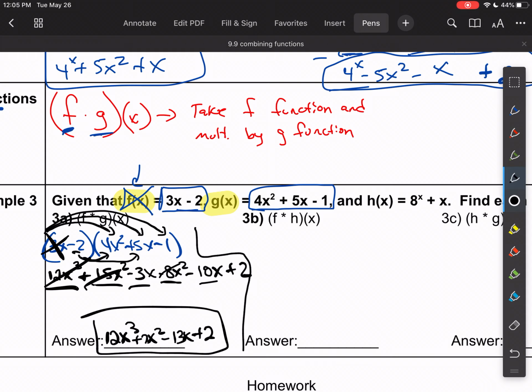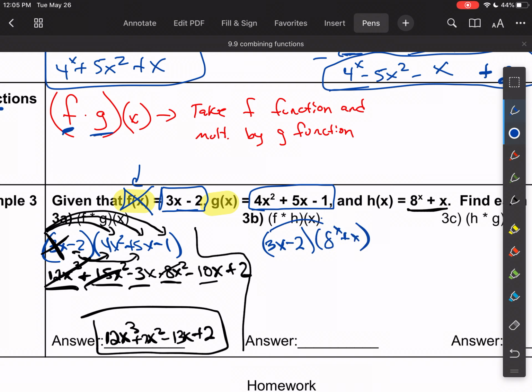And then let's go to 3b. Now this is a little bit weird, you guys, because for 3b, I'm not thrilled about how they're teaching this to you here, but I'm going to roll with it. For 3b, they are going to have you combine the f function, which is 3x minus 2, with the h function, which is 8 to the x plus x. So to do that, I'm just going to FOIL it out like I've been doing: 3x minus 2 multiplied by 8 to the x plus x.